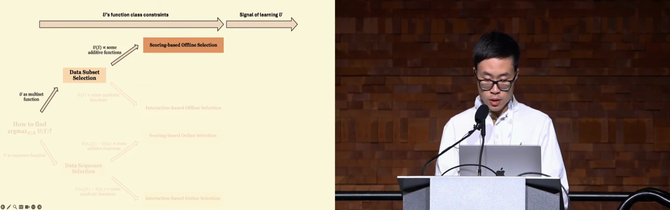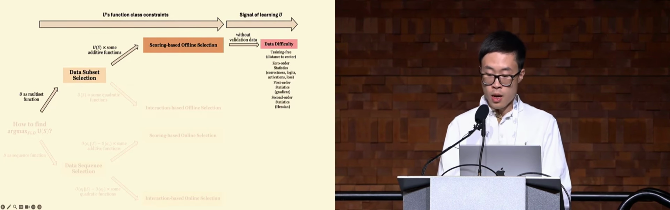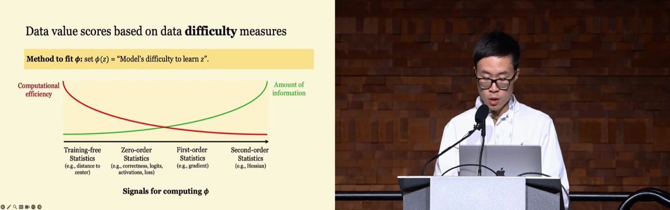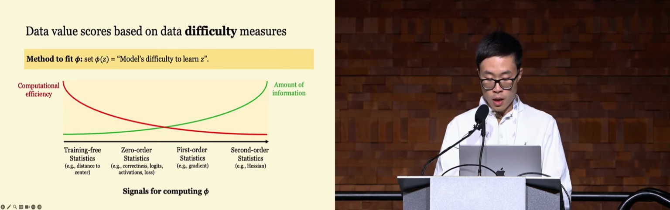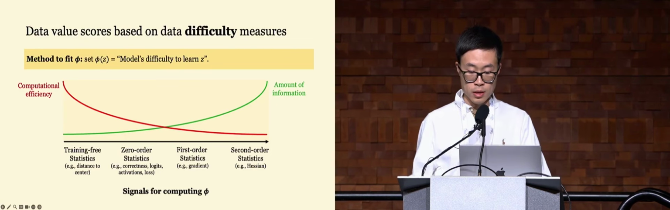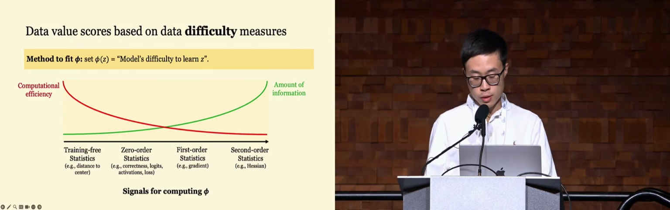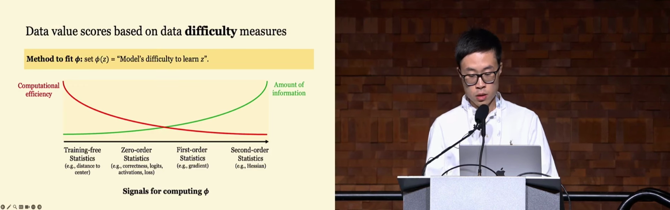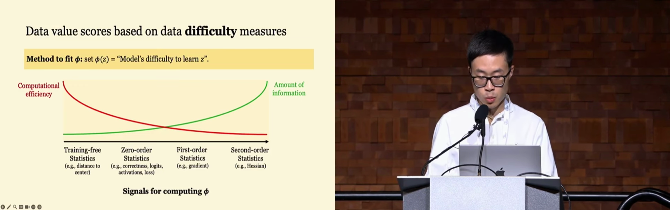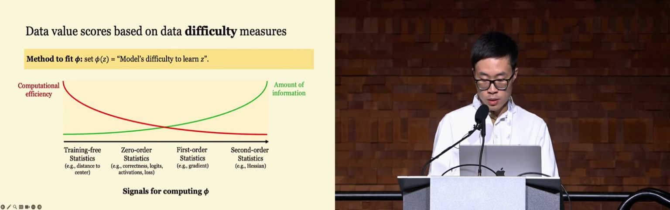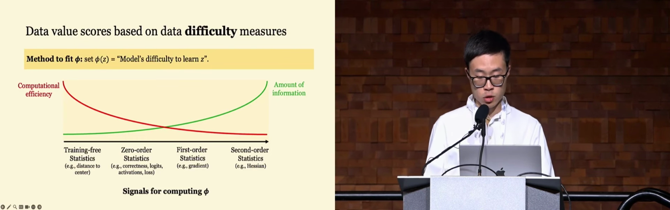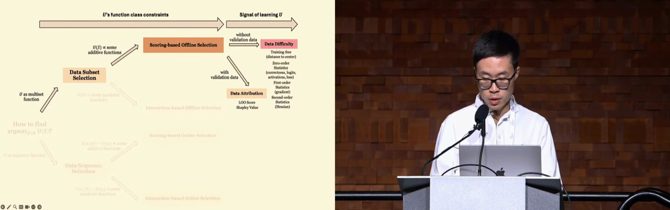So under this simple structure assumption of the utility function, we need to figure out which exact scoring function we should use that can better reflect the actual utility. There are two kinds of approaches used in the literature, depending on whether representative validation data is available. Without validation data, we rely on the data difficulty measures as Ruoxi talked about earlier.